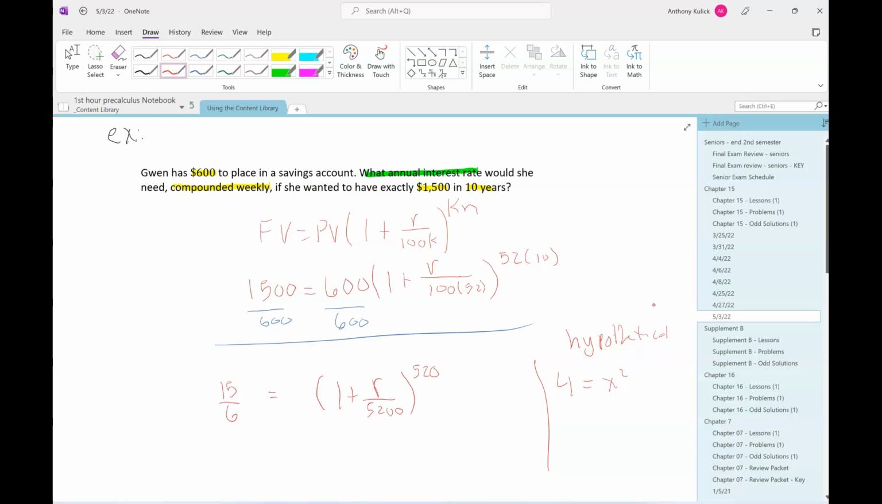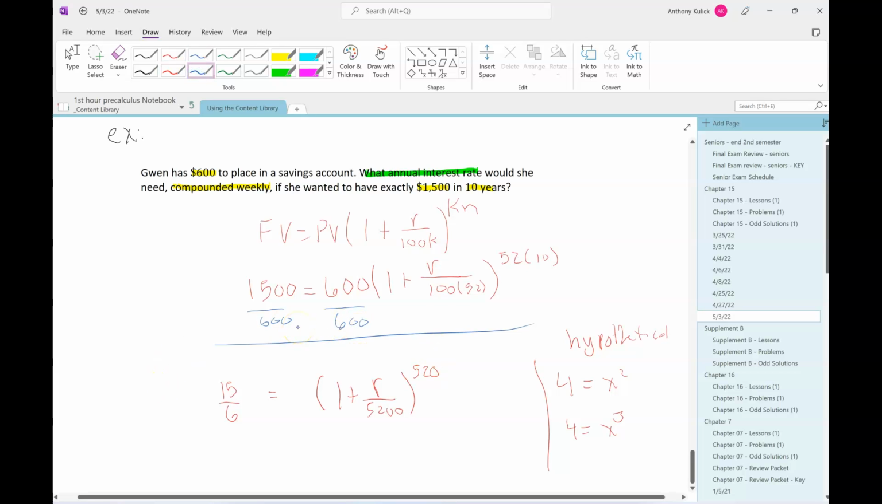Square root both sides. Yeah. So what if I had 4 is equal to x cubed? Cube root both sides. So if I have this problem over here, what am I going to use? A 520th root. Is that okay with everybody? Yeah. It's a weird looking radical, but okay.